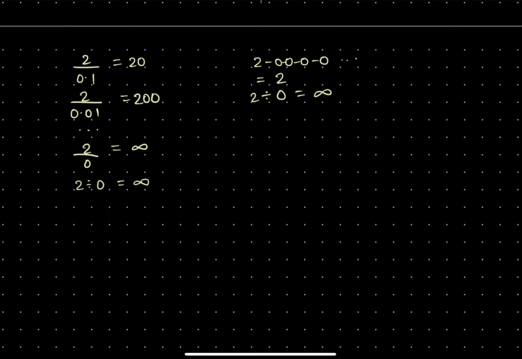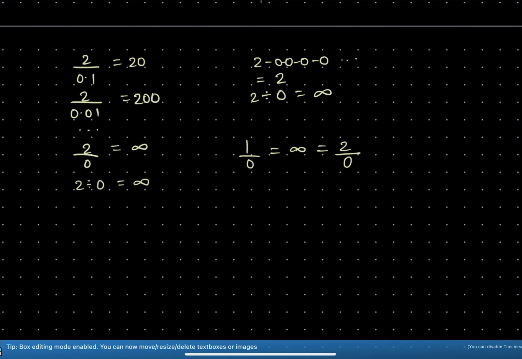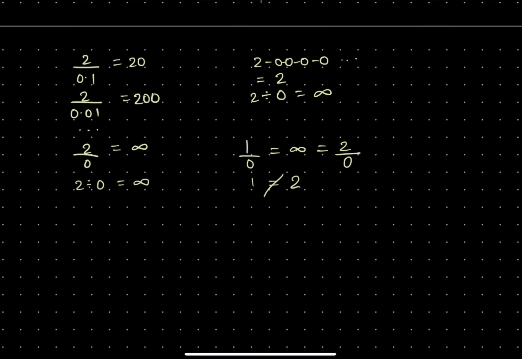Since 1 divided by 0, or I should write this as a fraction, 1/0 gives us infinity, which is the same thing as 2/0. And if we think about it this way, then 1 must be equal to 2, which is not true because 1 and 2 are not equal. So x divided by 0 cannot be infinity.